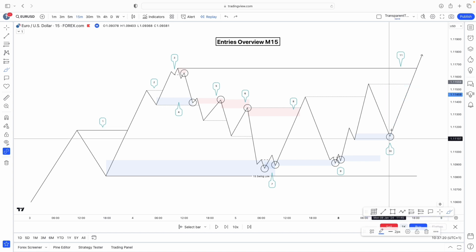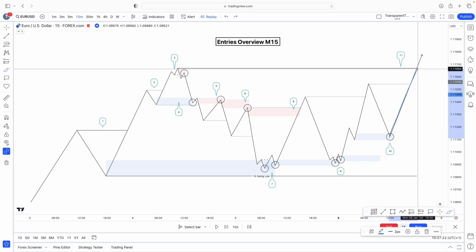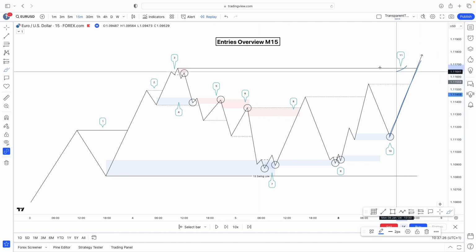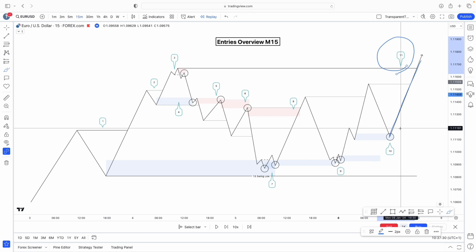And then what do we see happens? We break through that weak internal high, and then we target this weak swing high, causing that break of swing structure at point 11.